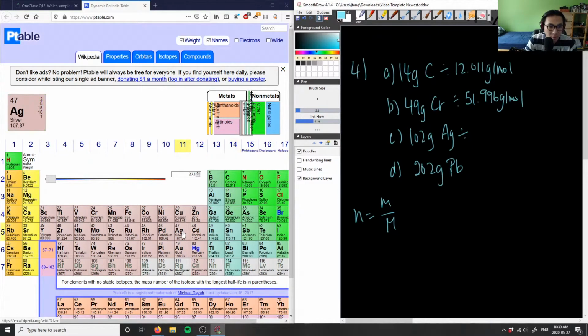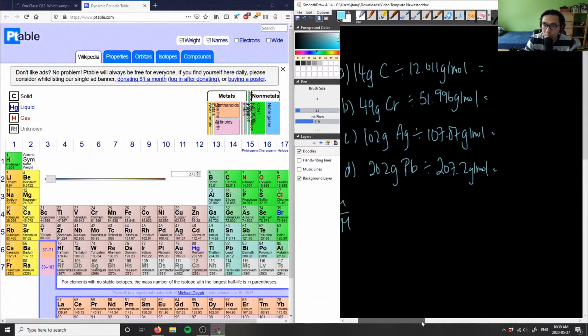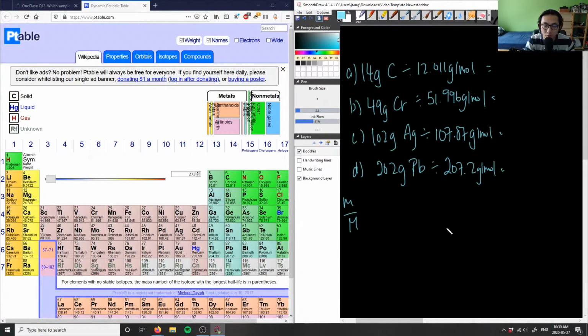Silver is going to be 107.87 here. And finally, lead is 207.2 here. So this is going to be 4 values here. So we do those operations with the calculator.